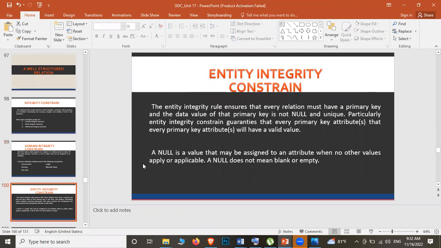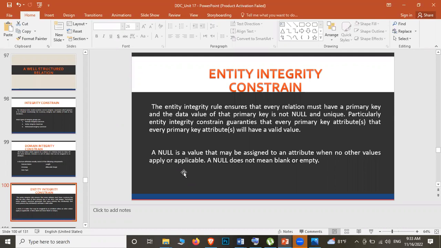Then there is something called entity integrity constraint. The entity integrity constraint rules ensure that every relation must have a primary key and the data value of the primary key is not null. Okay, since it is unique, it should not be null. I'll explain. Particularly, the entity integrity constraint guarantees that every primary key attribute will have a valid value.